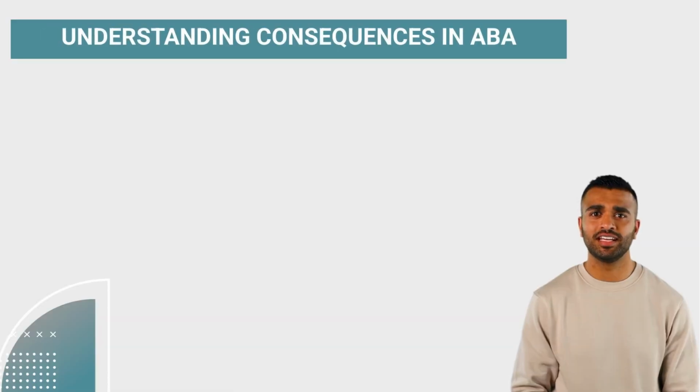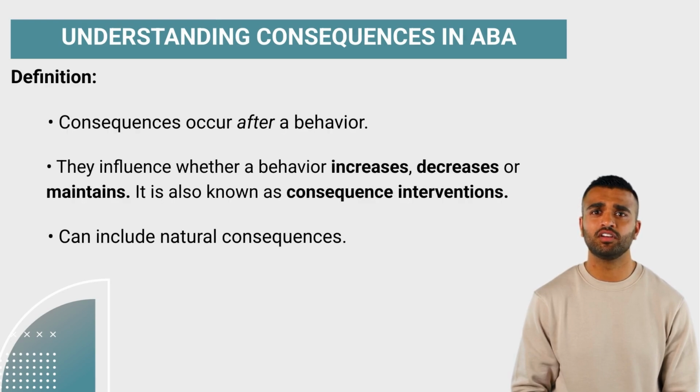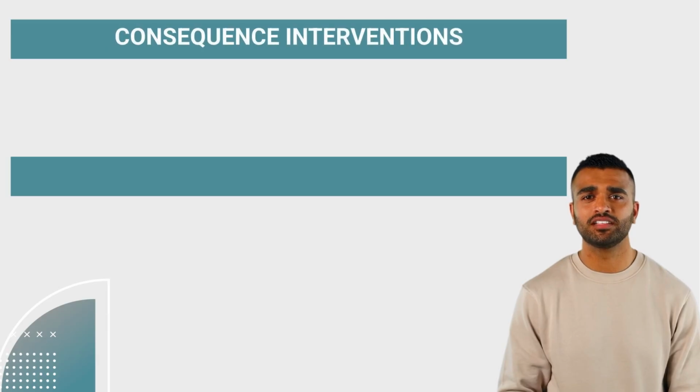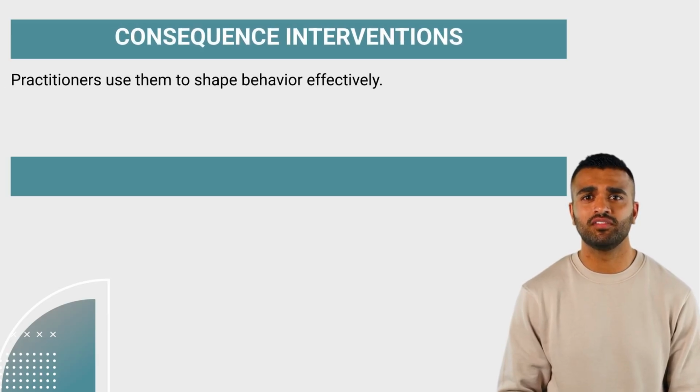Understanding consequences in ABA. Consequences are events that occur after behavior to either increase the frequency of that behavior, maintain the behavior, or decrease the frequency of the behavior. It is also known as consequence interventions. It can also include natural consequences. Consequence interventions are used to shape behavior effectively.